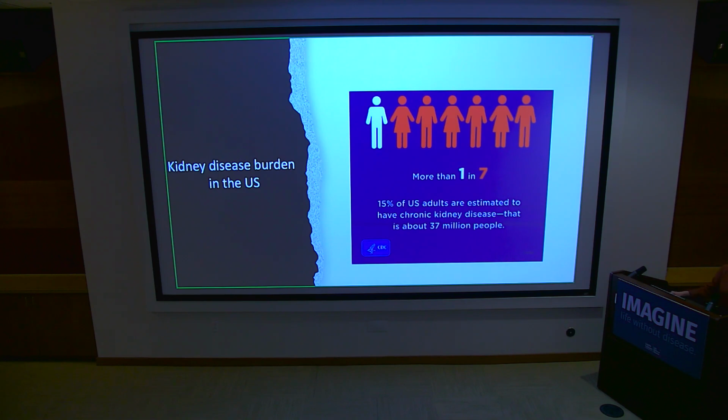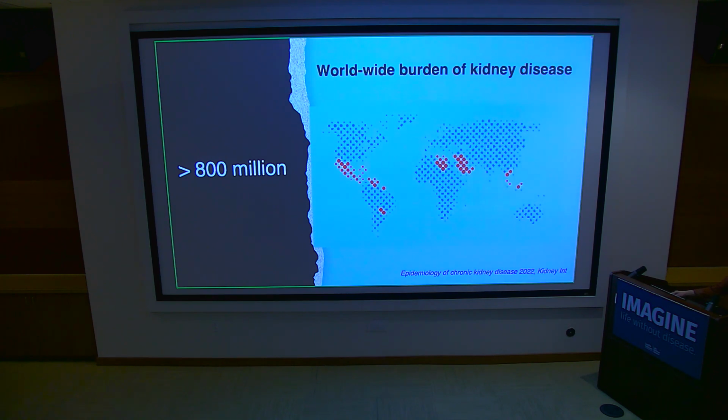And that would be like everybody in the state of California having chronic kidney disease. It's a lot of people. Worldwide, there are reported over 800 million people with chronic kidney disease. And obviously that's a big underestimate because we can't target all the countries in the world. But as shown on these little orange dots, there seems to be a geographic distribution that's becoming quite interesting.